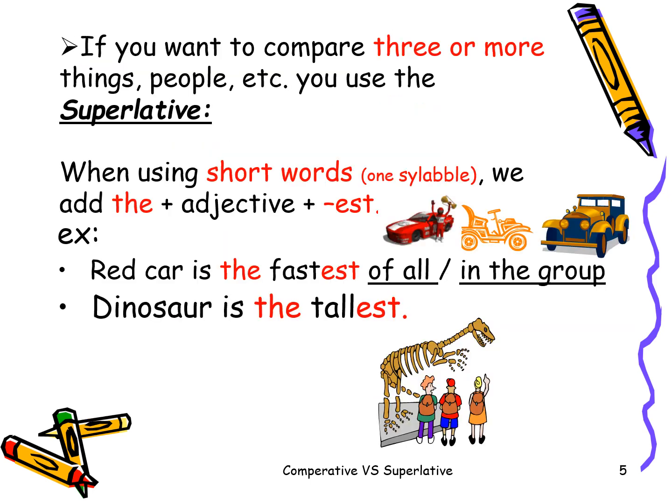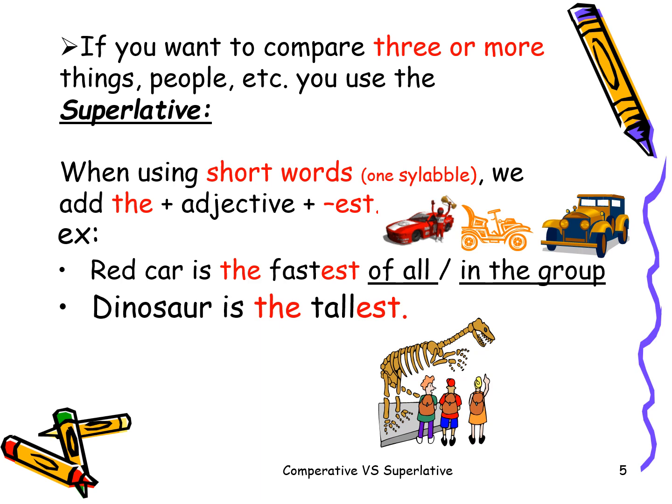Okay, let's move on. If you want to compare three or more things, people, etc., we use the superlative. So when we use short words that have just one syllable, we add the and then the adjective and then -est. For example, the red car is the fastest of all, or fastest in the group, or the dinosaur is the tallest. As we can see, these words, fast or tall, just have one syllable. So we use this suffix -est, and we can say the dinosaur is the tallest, or the red car is the fastest car of all time.